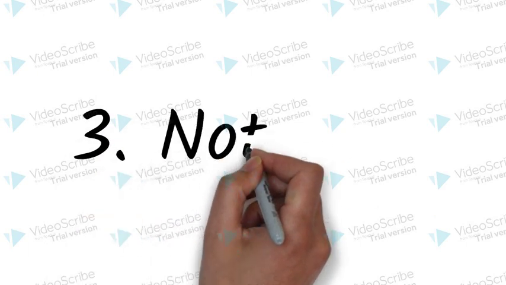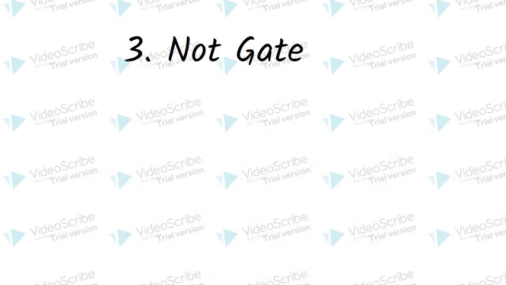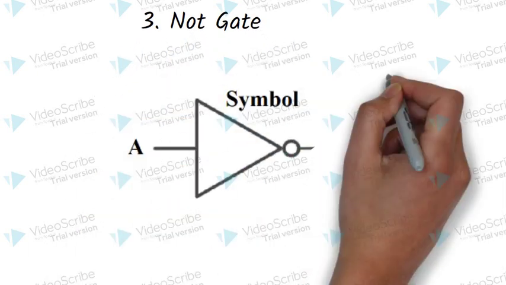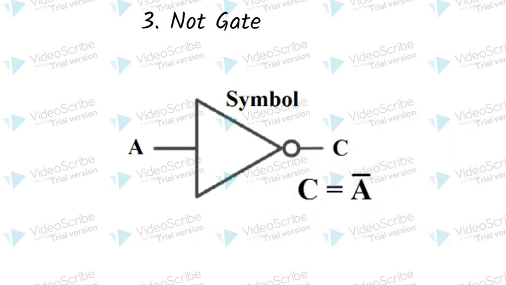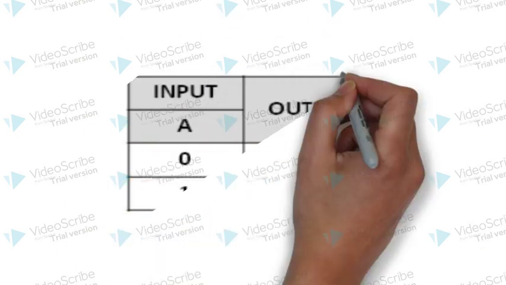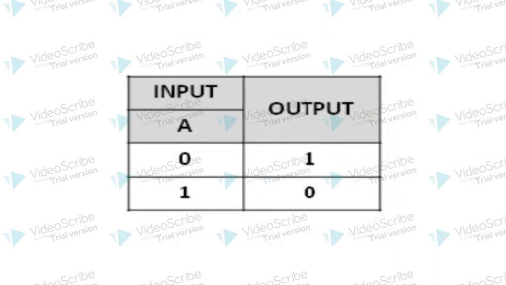Finally, we will see what NOT gate is. This is also called an inverter, and this is the symbol of NOT gate, where C equals A bar. And this is the truth table of NOT gate. As the name represents, it inverts the input.